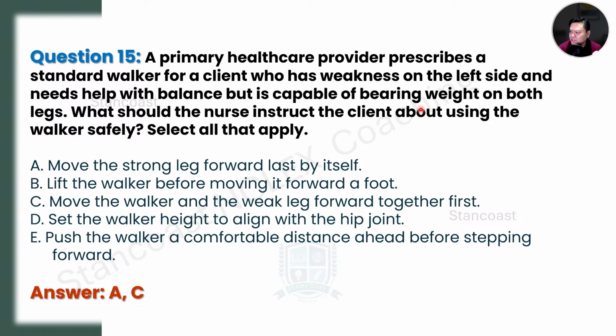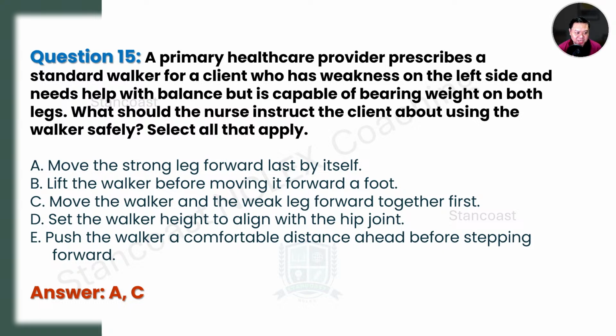So take note of the question again, if you've missed it. It said something about but is capable of bearing weight on both legs. Do not forget this section. Patient has weakness on the left side, but can bear weight on both legs. That's why we have those two options.